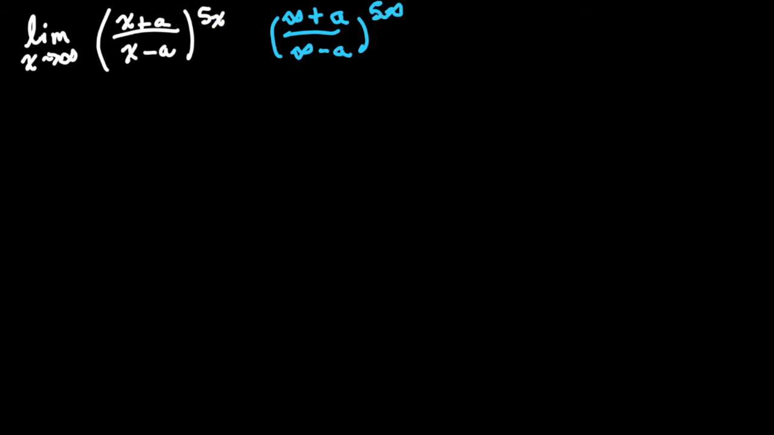Now, there may be a few questions you have right now. First of all, you may wonder, okay, what's this a? And in questions like this, you can usually assume that a is a constant. And if not, the question should state otherwise. So what we're saying is we're adding a constant like 5 or 6 or 7 or whatever number we want, or subtracting it from infinity.